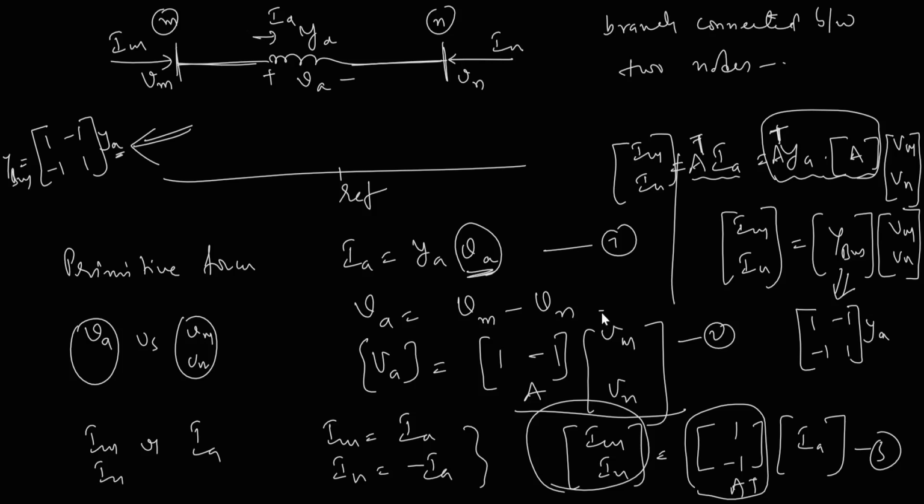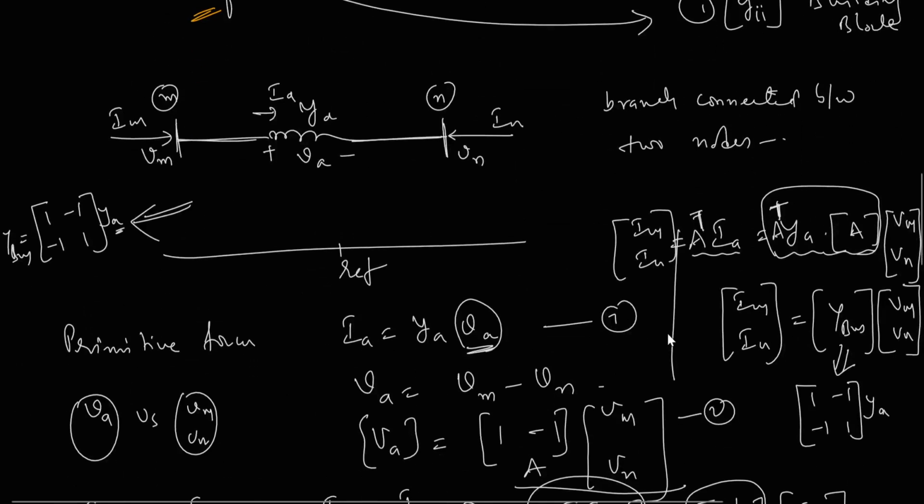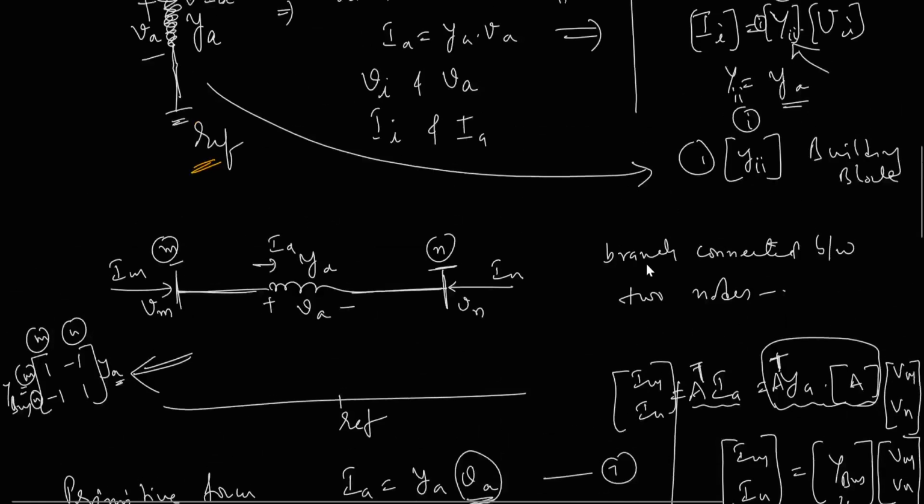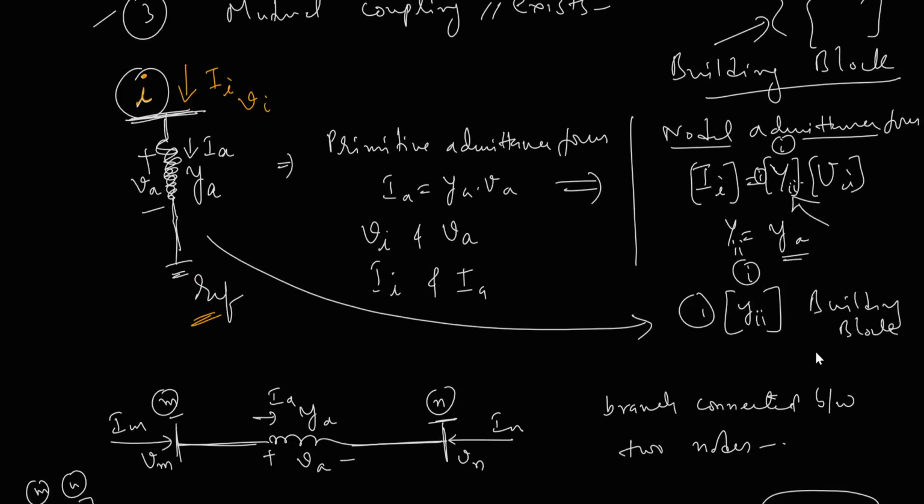And in the earlier case, what is Y bus? Now mind you, you have to note the node numbers. This is M, this is N, this is M, this is N, right? Node numbers are always important to form the Y bus. Okay, now in the previous case Y bus is simply only a single element, that is Ya. So Y bus is simply Ya.